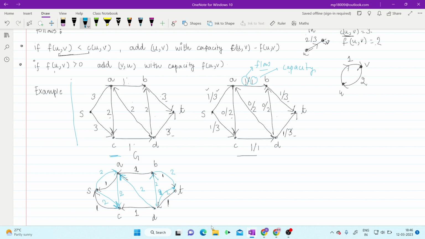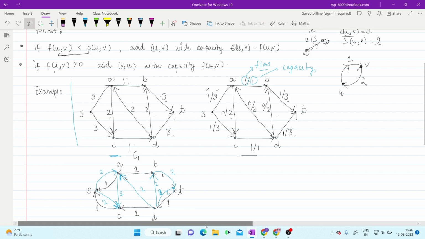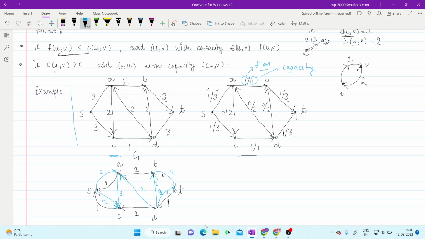First of all, residual flow is a graph. Residual flow is a graph which has vertices same as this. We are given this network and this flow, and now we are constructing a residual flow, so the vertices will be the same: A, B, C, D, S, T. Now we look at each edge.